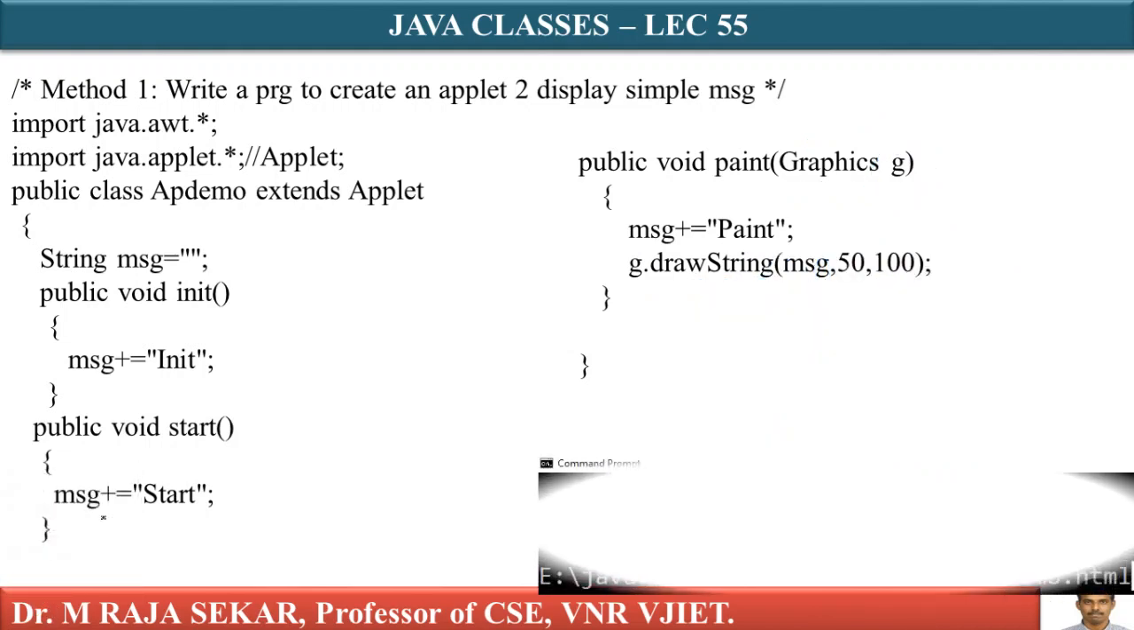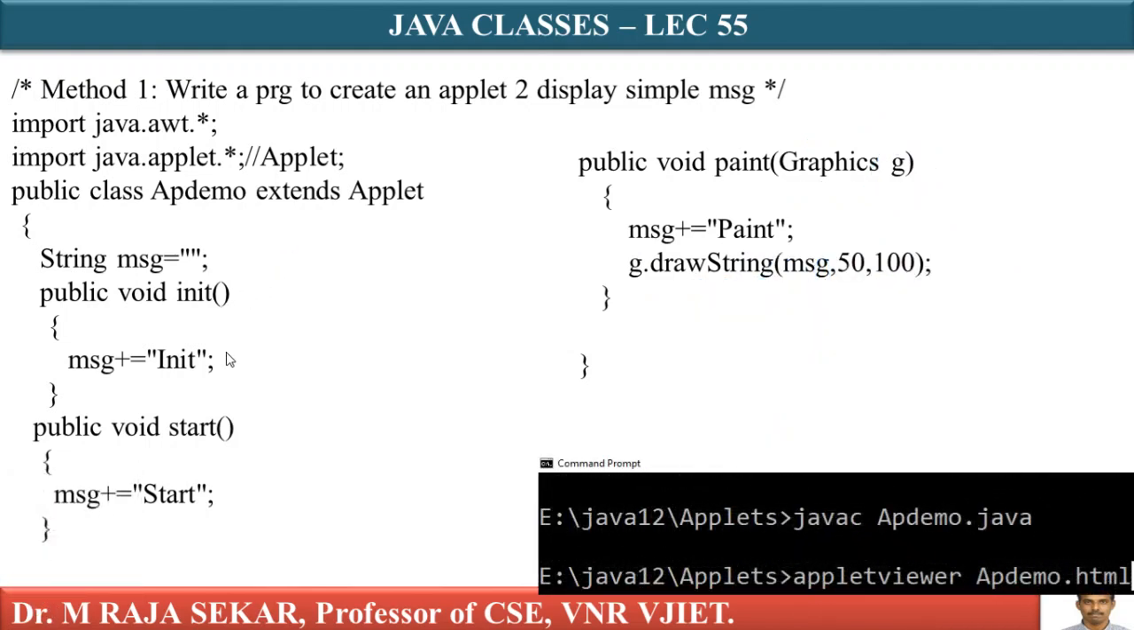Let me show the output once. How it works, we will try to understand. How can I compile my applet program? In the E drive, I created a folder Java12, in which I created one more folder whose name is applets. Whichever name you want, you can keep here. No issue.